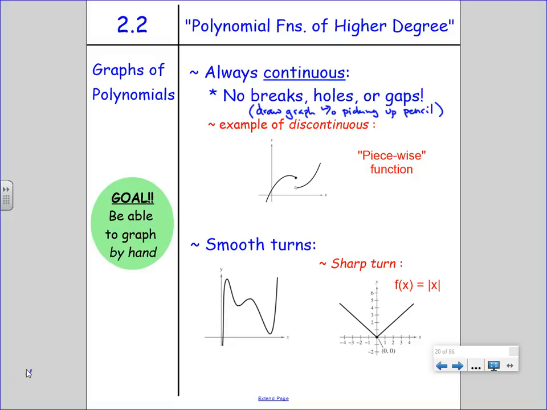Second characteristic, smooth turns. What does that mean? You're always going to have curved turns whenever it turns or changes direction from increasing to decreasing, etc. They're going to be smooth. What's an example of a sharp turn? An absolute value. But is it a polynomial? No. Why? I can't rewrite absolute value as a power, and not as a whole power at that.